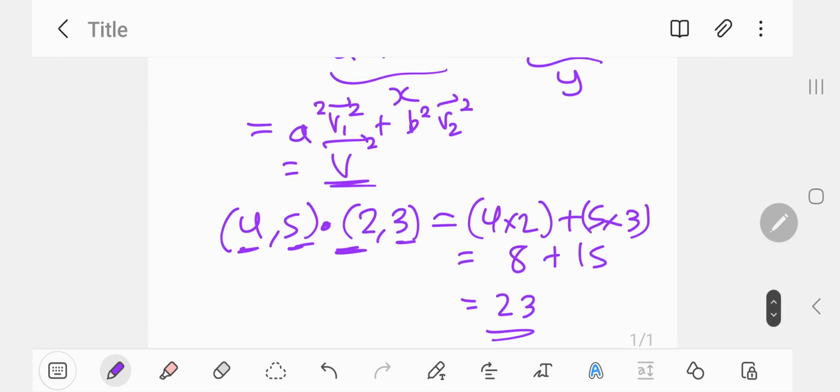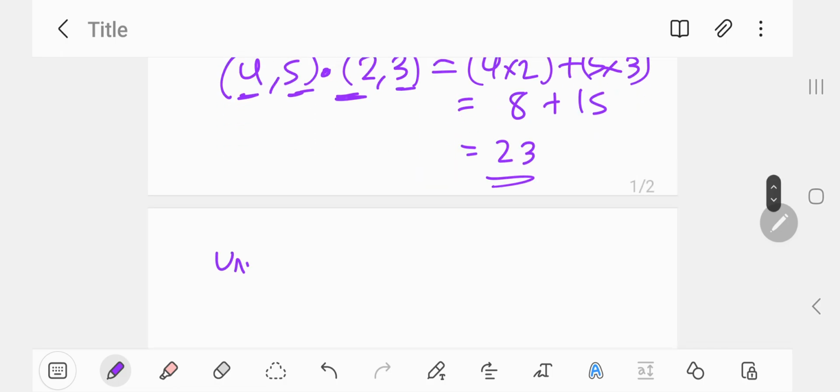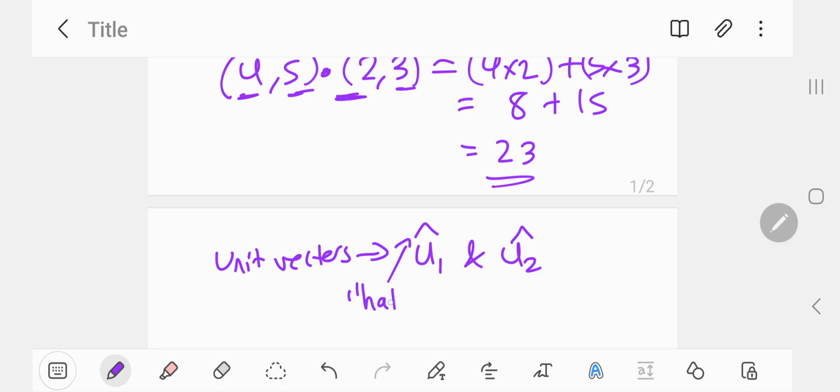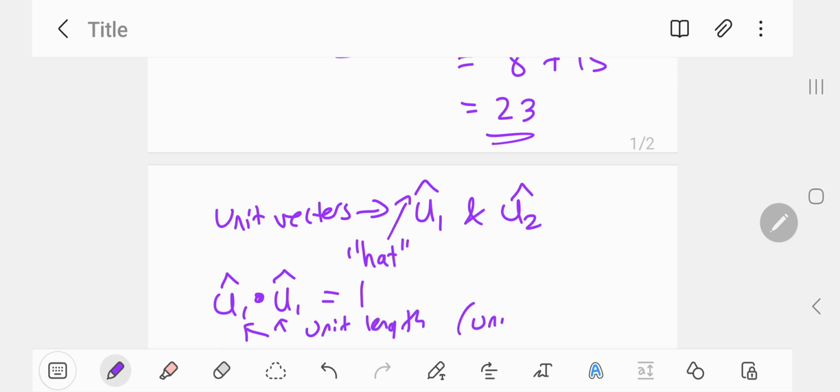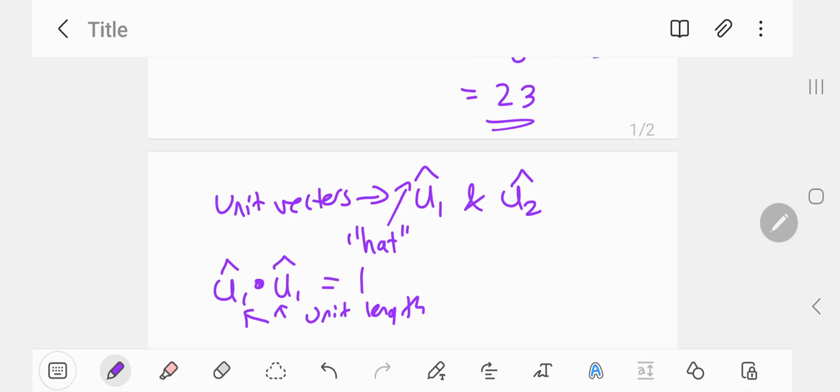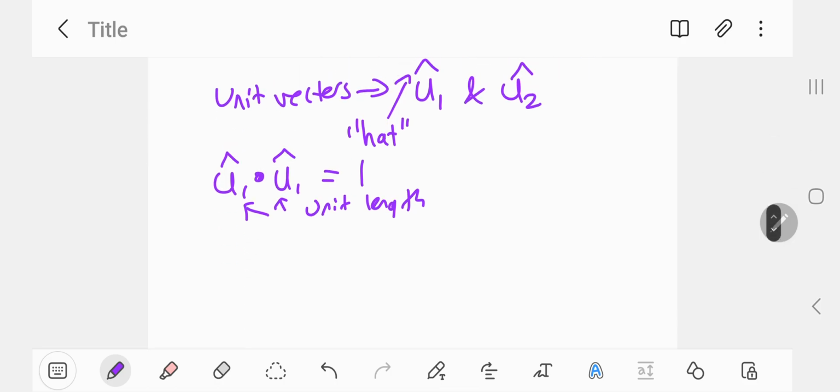There's also the concept of unit vectors. These are vectors which look like this. Suppose I have u1 hat and u2 hat. This is called the hat symbol. This implies that if I take the dot product of, let's say, u1 with itself and I get 1, each of these vectors has unit length. Don't worry about unit norm for now. These are unit vectors.